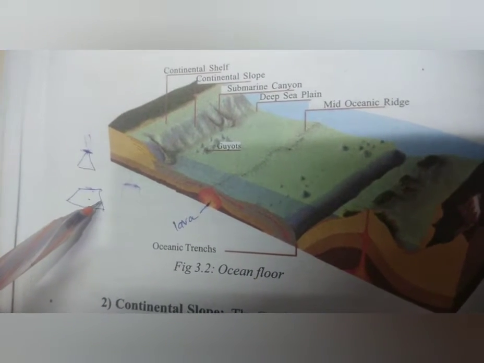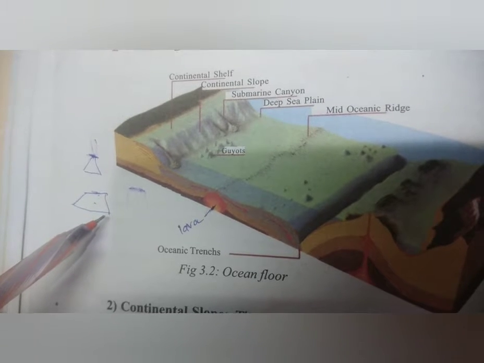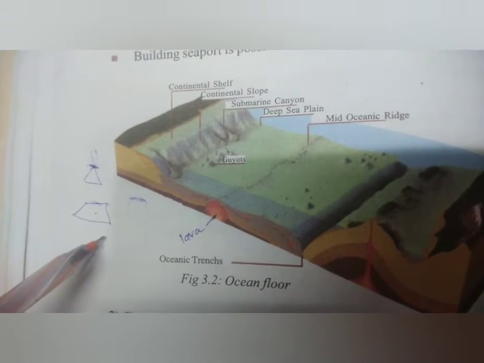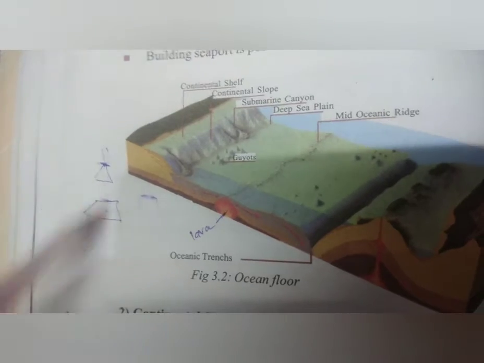Right? So how is this flat top formed? Because the sea water eroded it here. It has a gently sloping area.